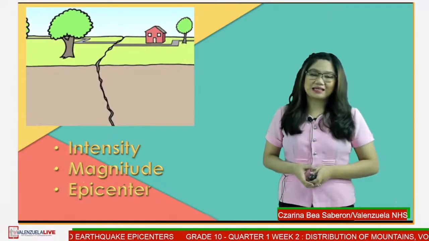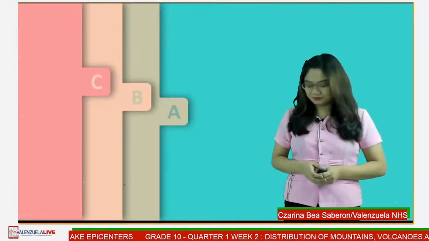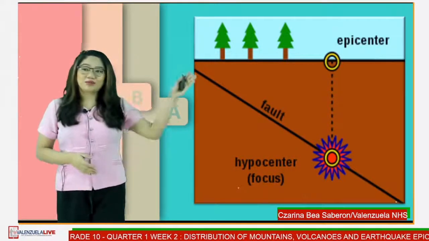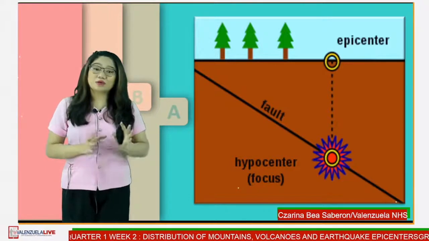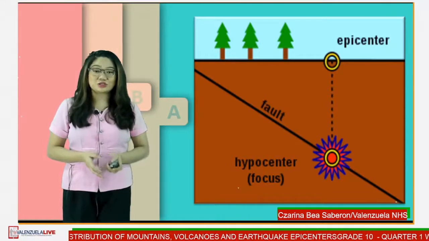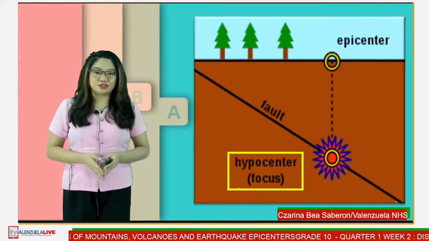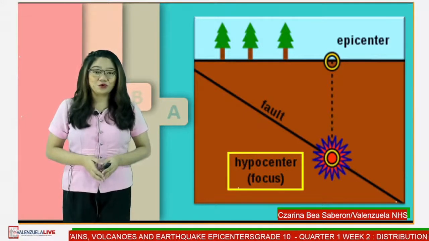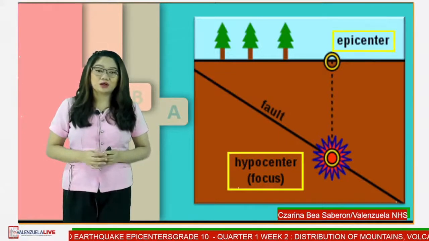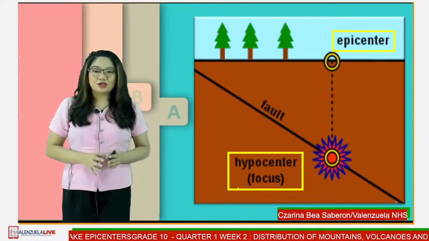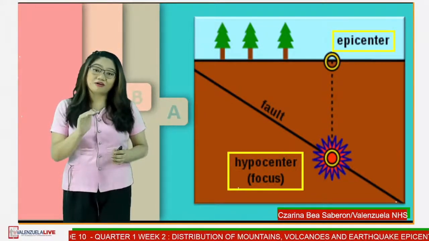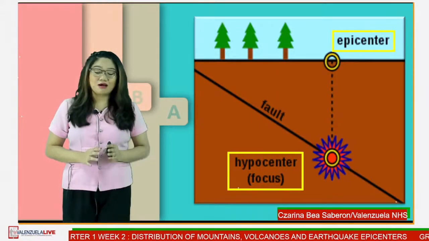So what exactly is an earthquake epicenter? In this illustration, you see the fault line or the fault plane, as we call it. The location below the Earth's surface where the earthquake actually originates is what we call the hypocenter, also known as the focus. And the point just right above the focus is what we call the epicenter. From the word epi, which means above, the epicenter is located above the focus, on the Earth's surface.